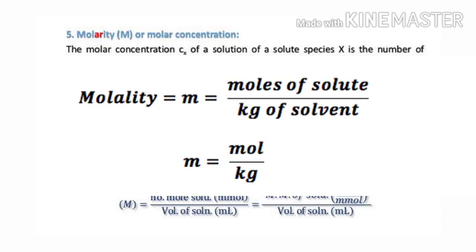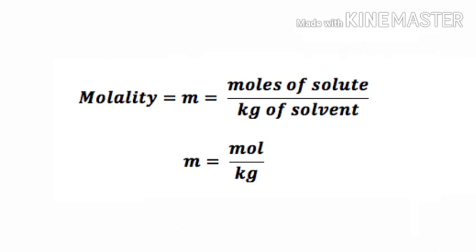Now let's come to the molality. The molality is denoted by the small m, and it is defined as the number of moles of solute present per kg of the solvent. Mind this, students, it is the number of moles of the solute present per kg of the solvent. So the unit of molality is mole per kg.